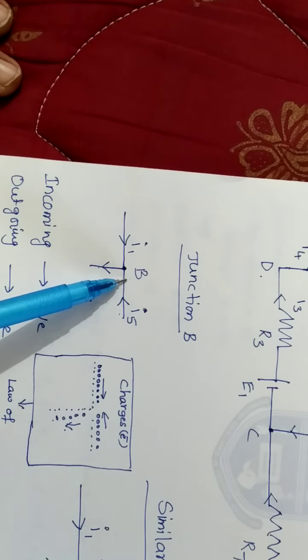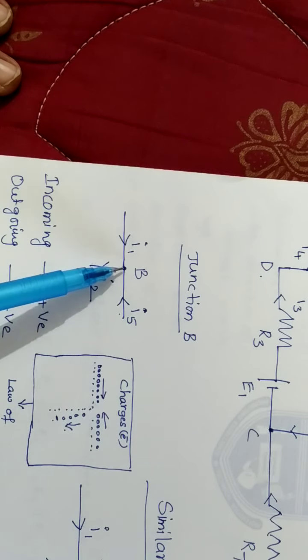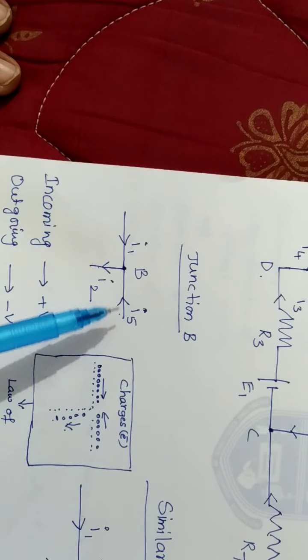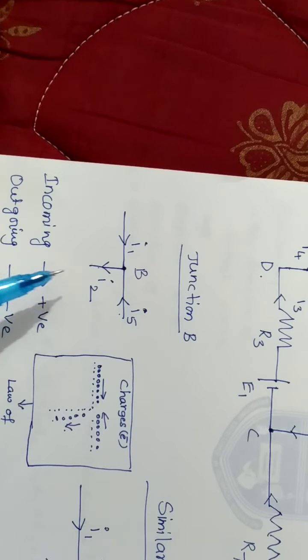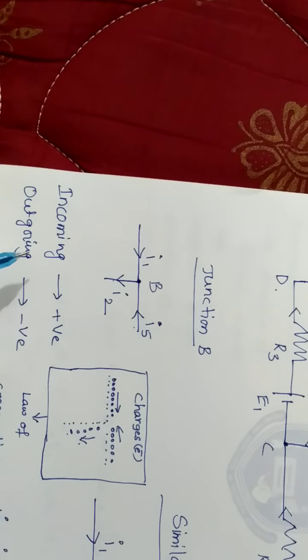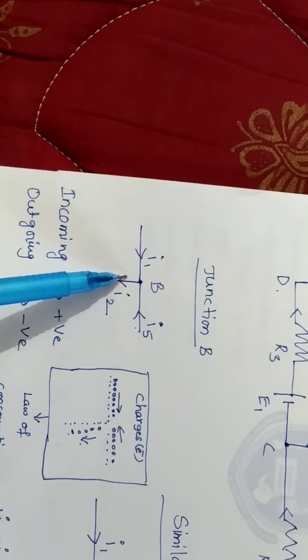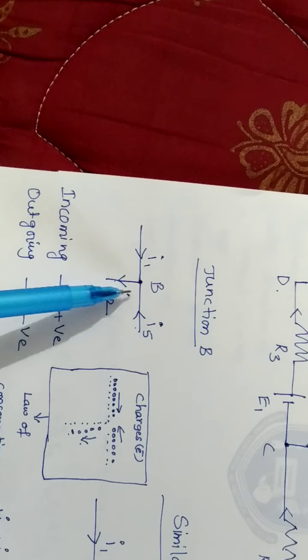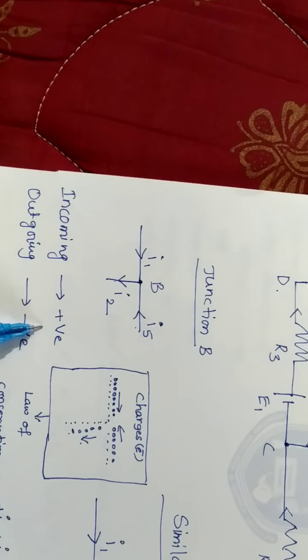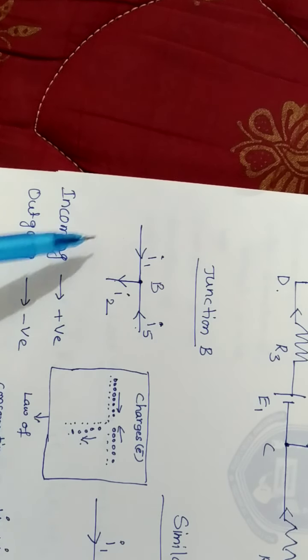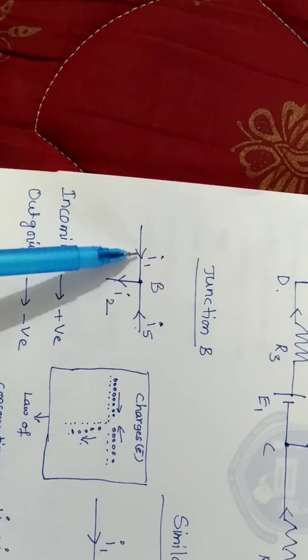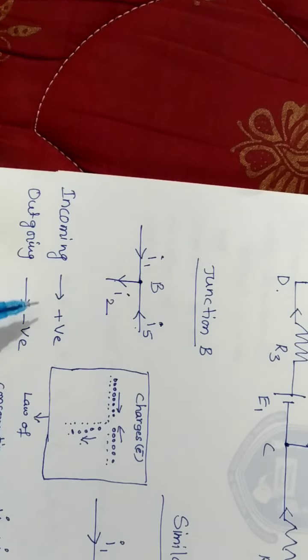Now consider the junction B. For junction B, there are three currents: I1, I5 and I2. We consider the sign convention like this. Whatever currents are coming towards the junction are taken as positive currents. Once again, whatever currents are coming towards the junction are taken as positive, and the currents which are leaving the junction, or moving away from the junction, are taken as negative.